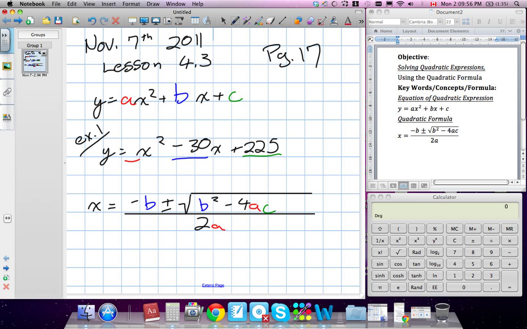So this formula, which we have here, and I need you guys to remember, you need to plug in the a, b, and c variables into this formula in order to solve for the x value. Okay? So we're going to work through this together.